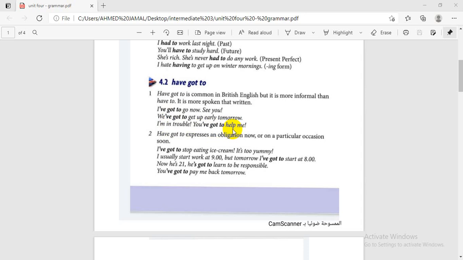Have got to، اللي هي معناها يجب أن. هذا التعبير موجود بشكل شائع في اللغة الإنجليزية البريطانية، ولكنه غير رسمي، حيث أنها تذكر في الكلام أكثر من الكتابة. I have got to go now. See you. We have got to get up early tomorrow.